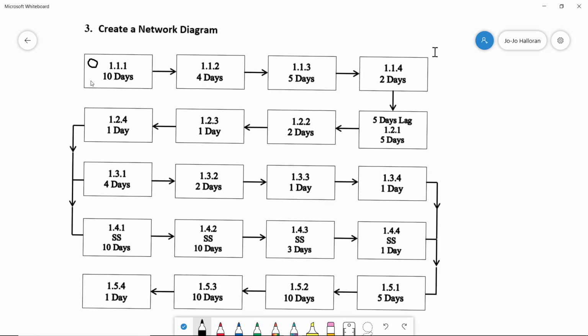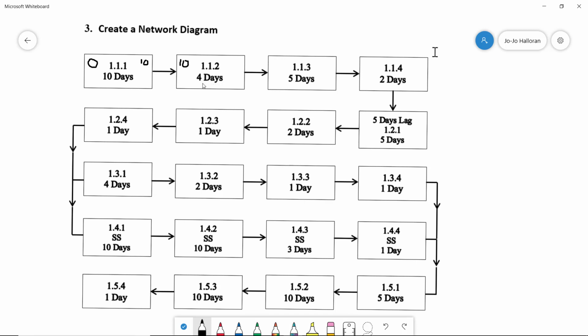So we're going to start calculating and completing a forward pass. We have 10 days, so the earliest it can finish would be 10 days, because it's going to take 10 days duration to complete task 1.1.1. When we go over to 1.1.2, we put in the 10, which was left over from here, the earliest day we could finish.